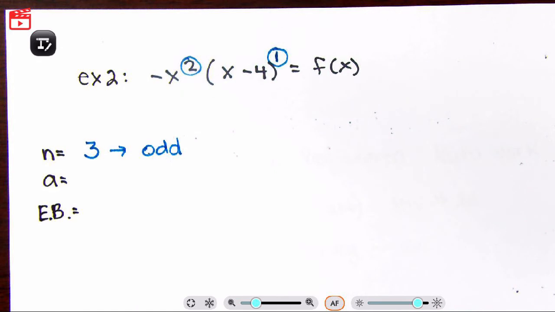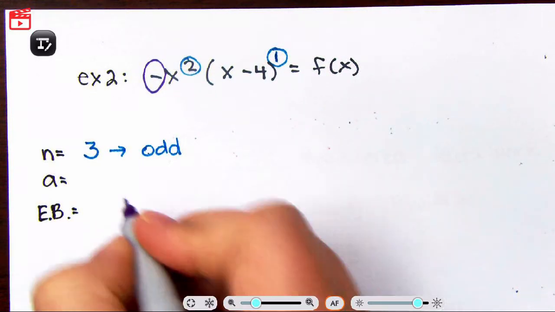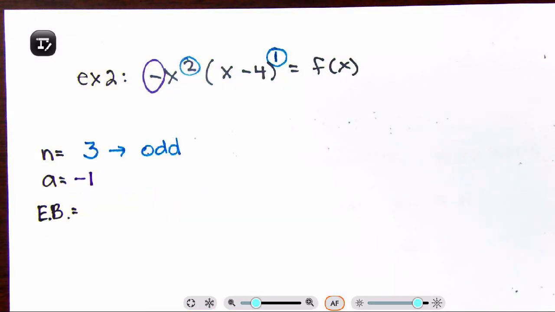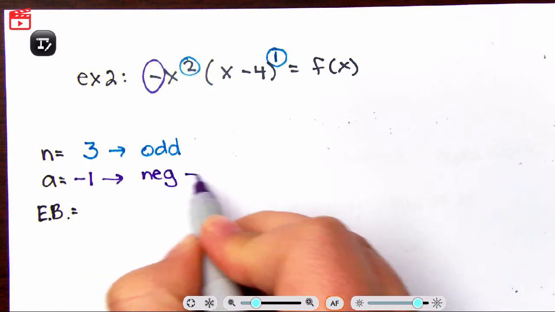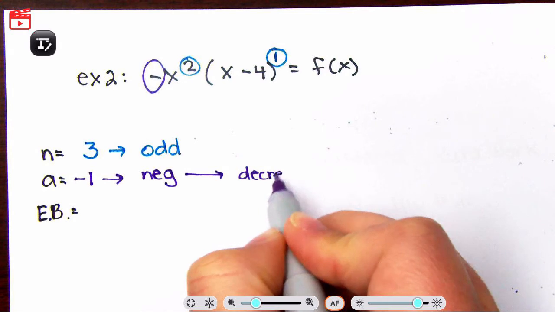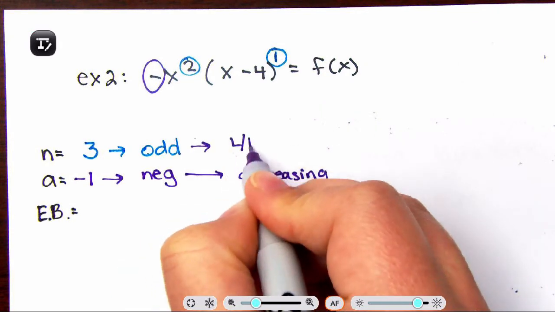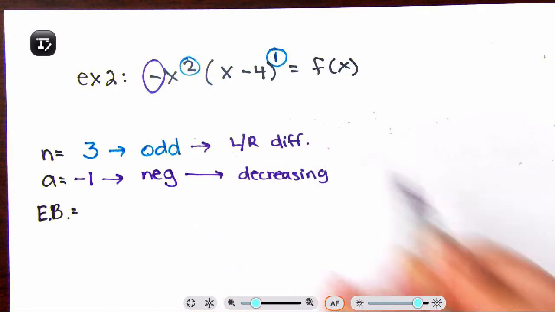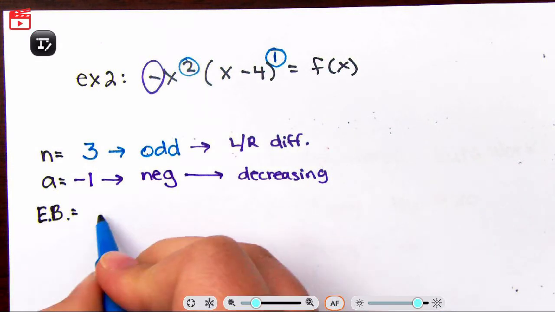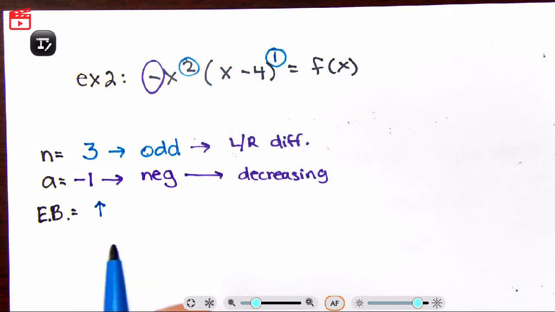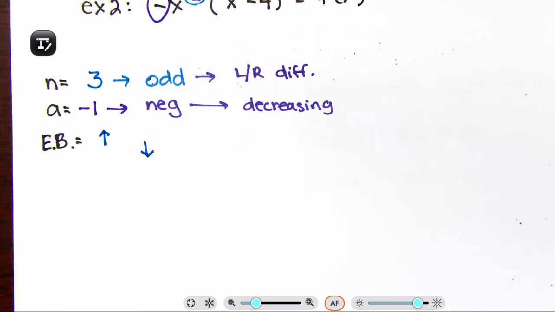Now we're looking at the leading coefficient, whatever number's in front. Now this number, there is no number. However, I do have a negative. That means my leading coefficient is a negative 1, and that means it is negative. So that means when it's negative, you're going to have a decreasing. Odd means your left and right are going to be different. So if your left and right are different and you're decreasing, that means you're starting out going up, but then you're going to drop down. So it's going to decrease from left to right.